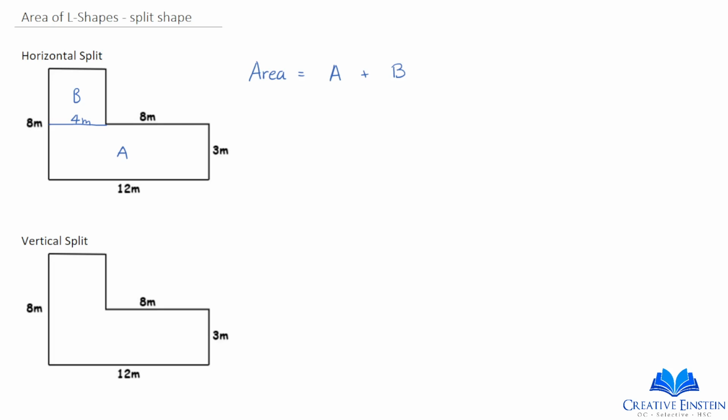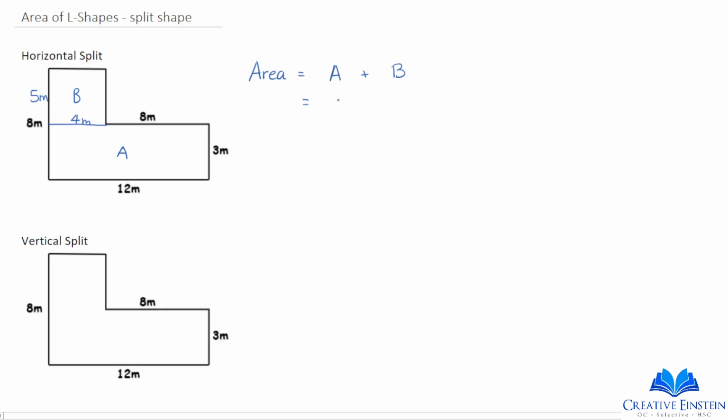Now, on this side, well, I know that this is 3 meters. Which means that this must be 3 meters as well. But I know that it has to be 8 meters altogether, which means that this missing side must be 5 meters. Okay, so now I have the area of two of my shapes.